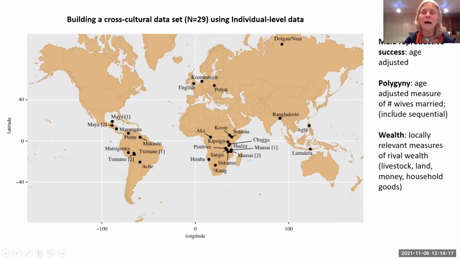And we did include wives who were married sequentially, so even what we would call serial monogamy, because the resources of the male are shared between the children, even if not so much between the wives who don't overlap. And I can talk more about why we did that in the discussion. And then we have measures of wealth, where the ethnographers were asked to provide whatever they had in their population which they felt was the most locally relevant measure of rival wealth. So it might be livestock in some places, land in others, money, or household goods, or other things.